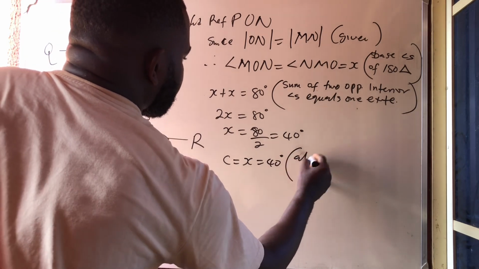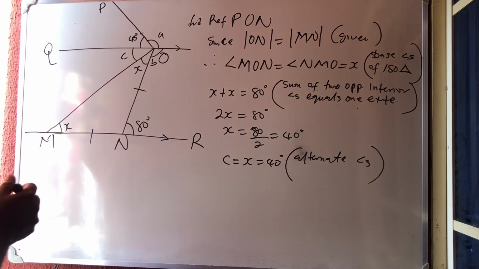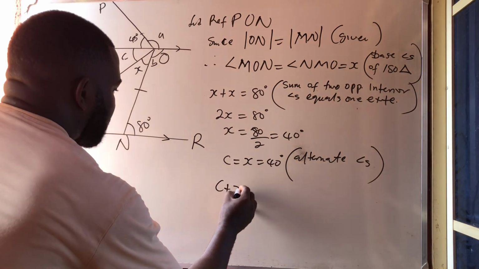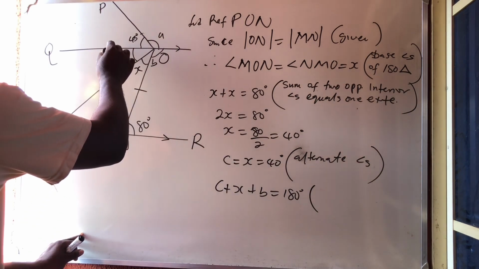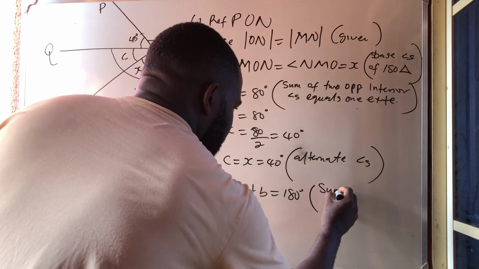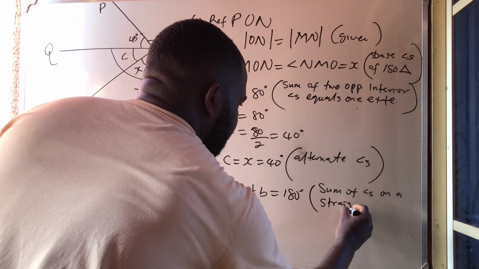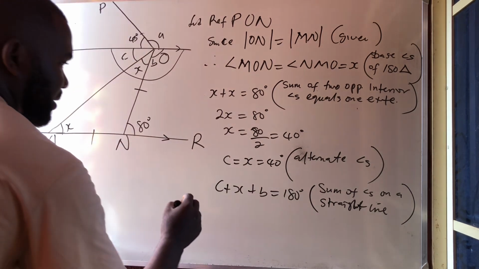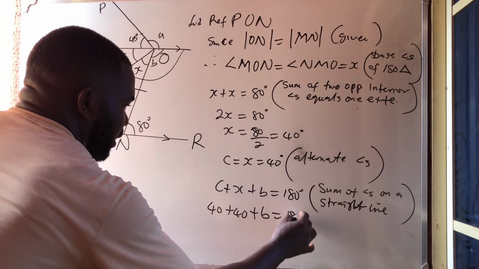My reason is alternate angles. Yes, I've gotten that part now. So to get my B I will say that C plus X plus B is equal to 180 degrees. What is my reason? Half of a circle from a line here to a line here. Sum of angles on a straight line. So therefore my C is 40 plus another 40 plus B is equal to 180 degrees.